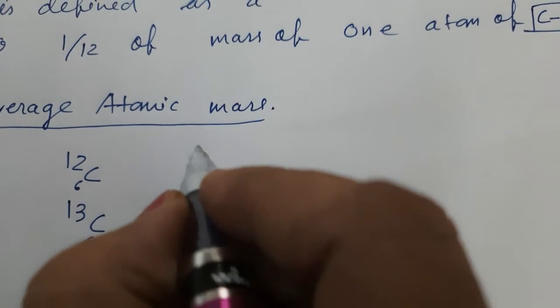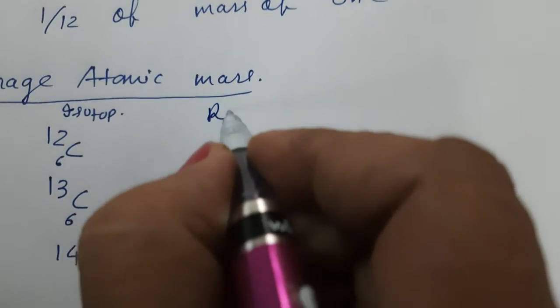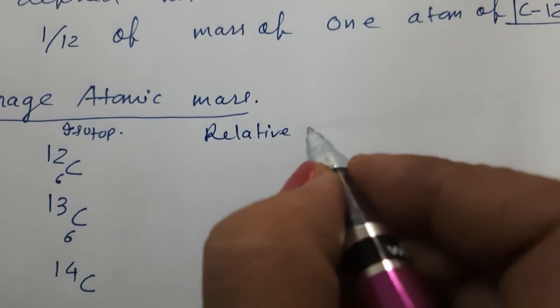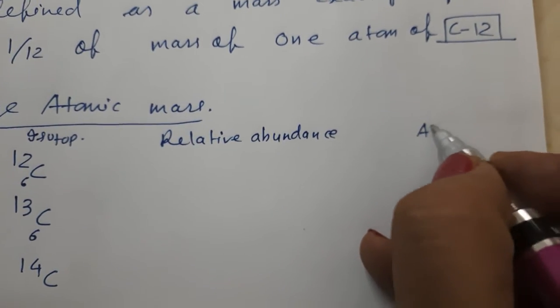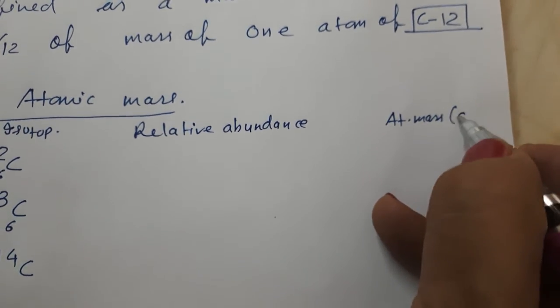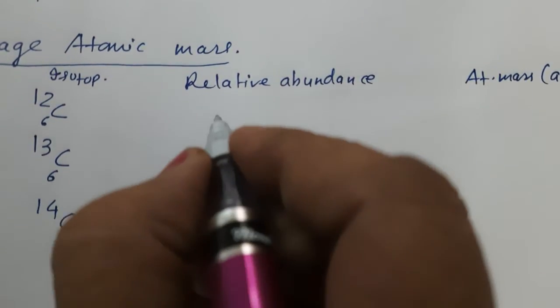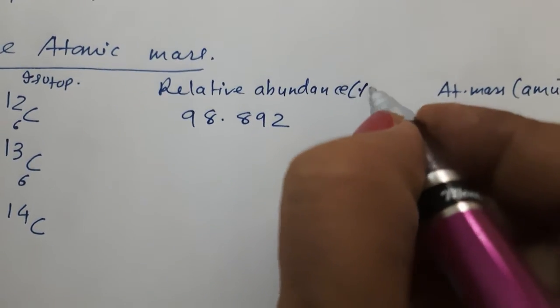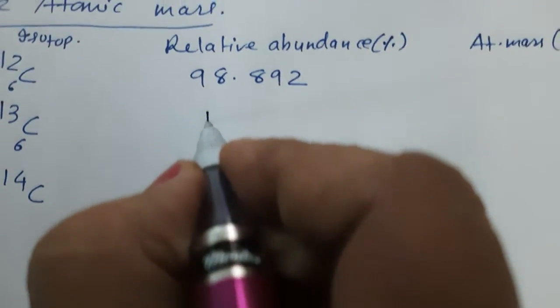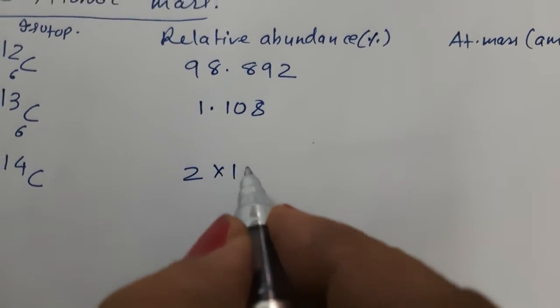So what is relative abundance? You will write isotope here, then here we will write relative abundance, and then here we will write atomic mass in AMU, okay? So what we will do here, carbon 12 has the highest abundance, 98.892, this is percent, beta, yes percent, then carbon 13 is 1.108, very less amount, then carbon 14 is the least amount, 2 into 10 raised to power minus 10.